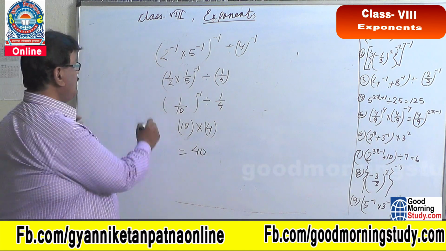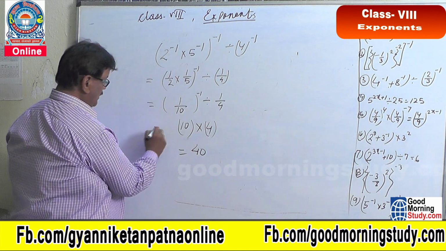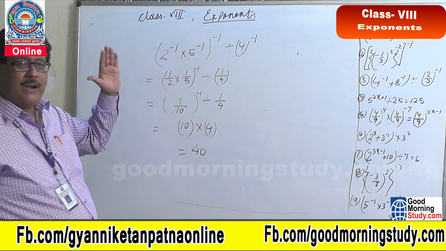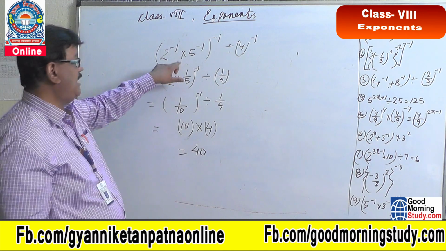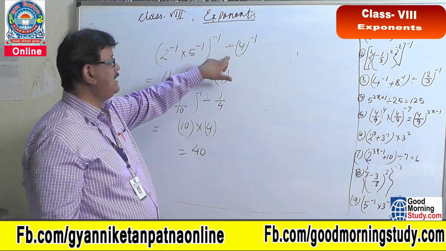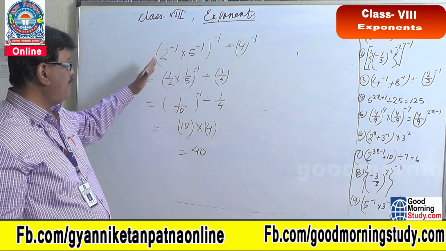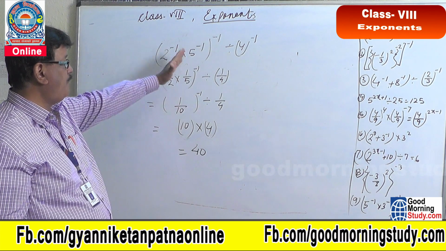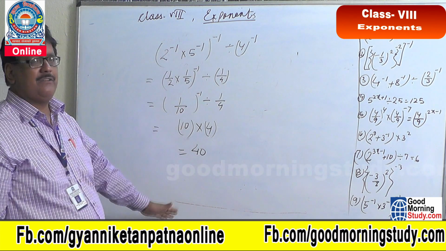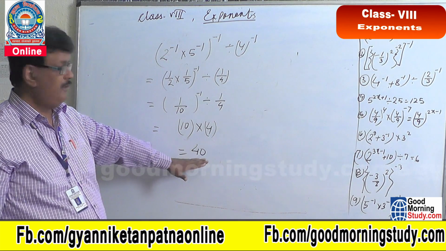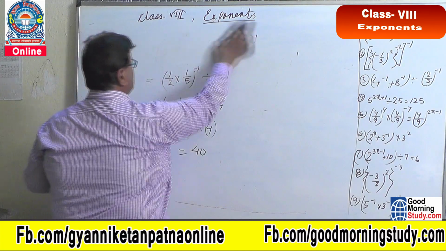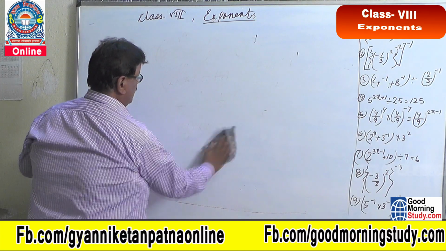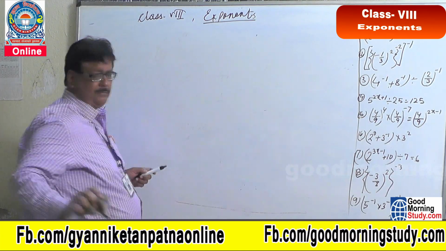So what have we seen here? We used different properties for multiplication and division. For multiplication we took the reciprocal of 2 and 5, and in this way we got the final result, which is 40. Now let us see another example, very important from the examination point of view.